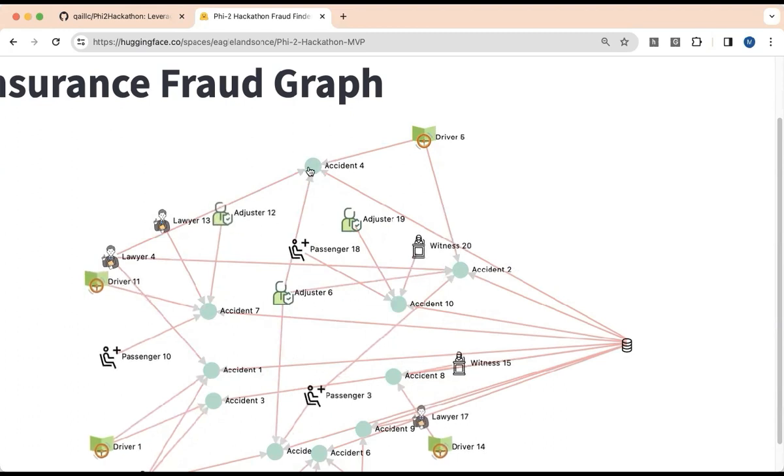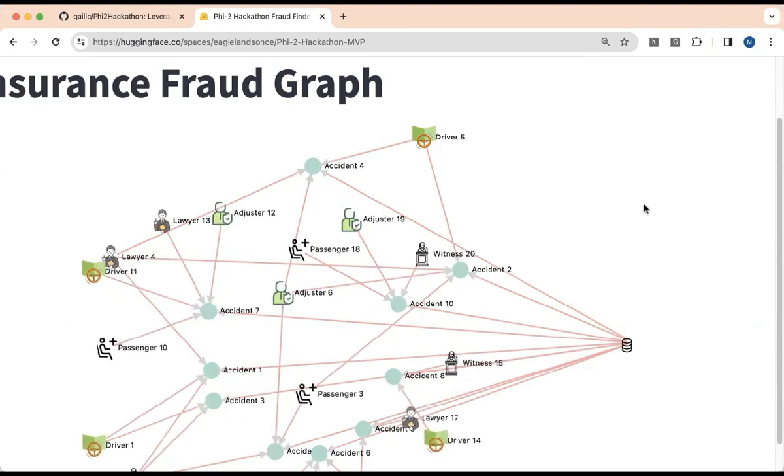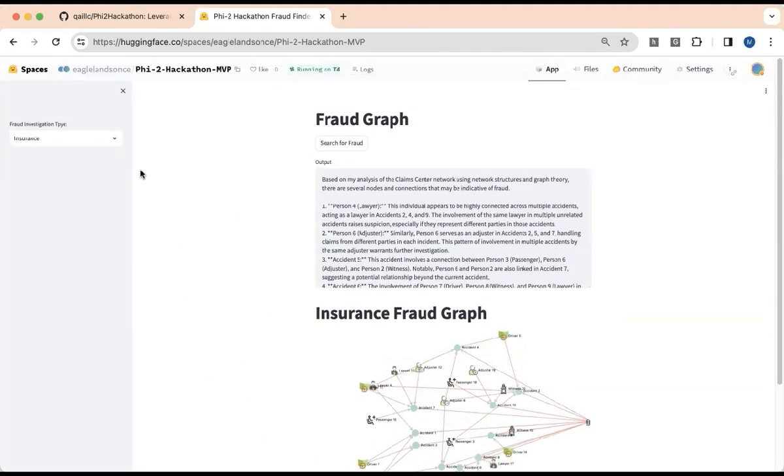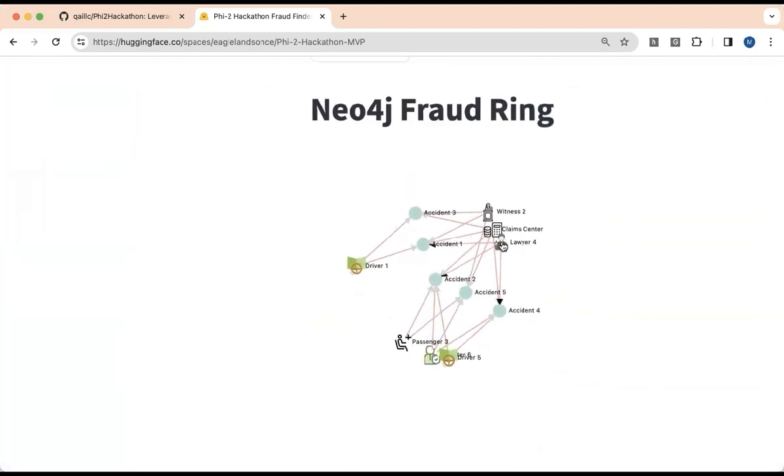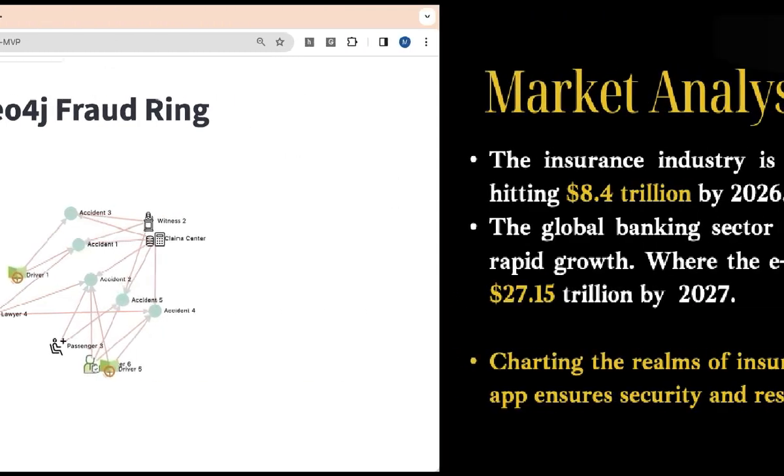Let's check this out by going back to Neo4j's original fraud example that we pulled from their insurance paper. And pulling out lawyer 4, we can indeed see that he is part of a fraud ring.